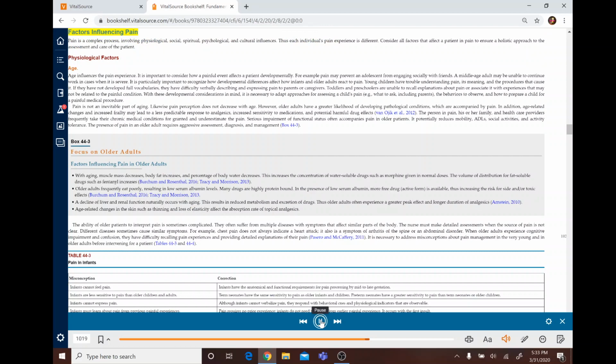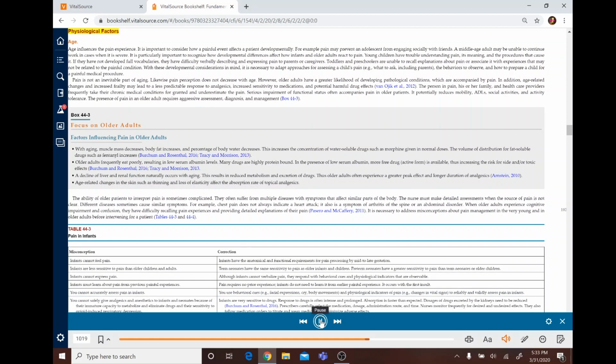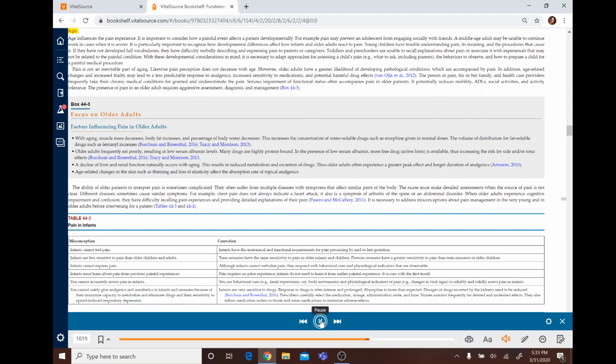Factors influencing pain. Pain is a complex process, involving physiological, social, spiritual, psychological, and cultural influences. Thus, each individual's pain experience is different. Consider all factors that affect a patient in pain to ensure a holistic approach to the assessment and care of the patient. Physiological factors. Age.